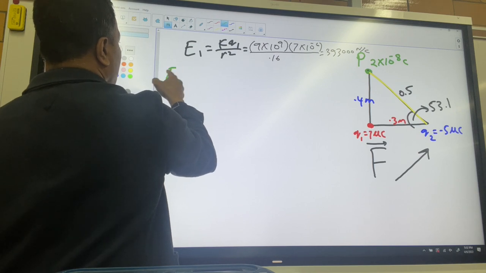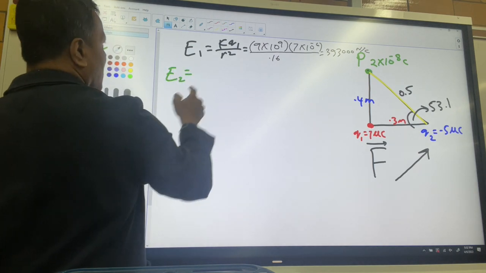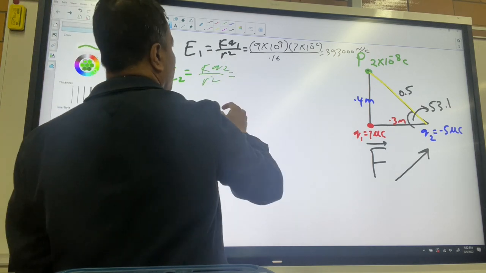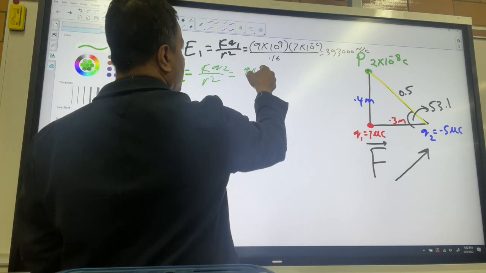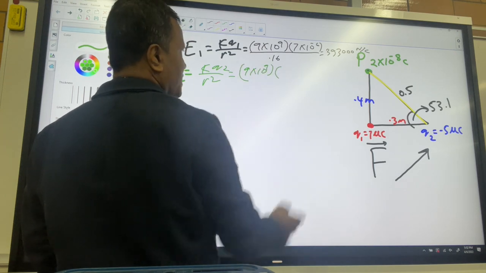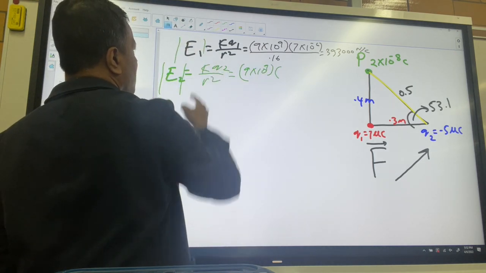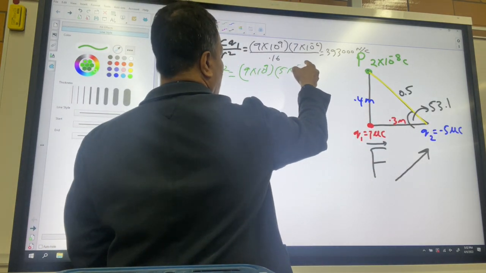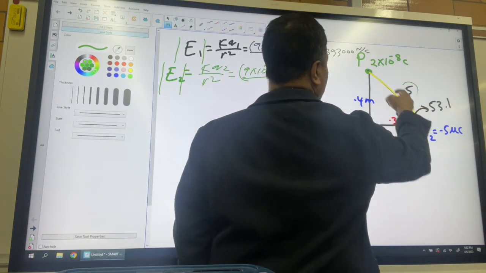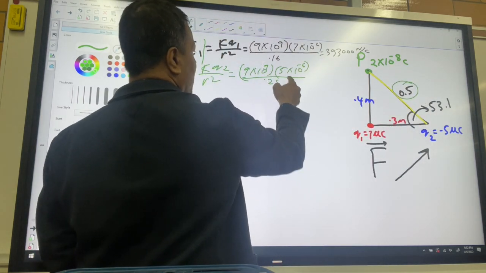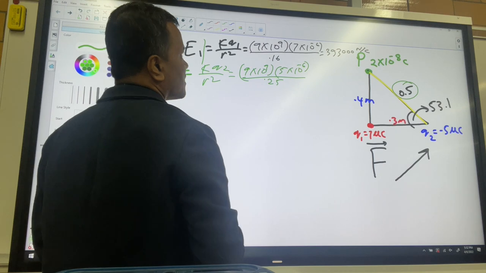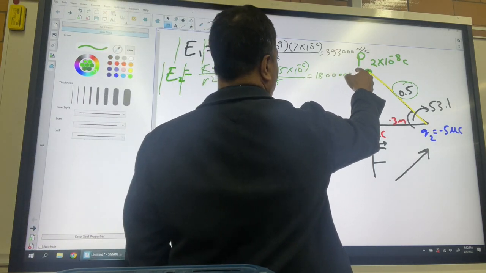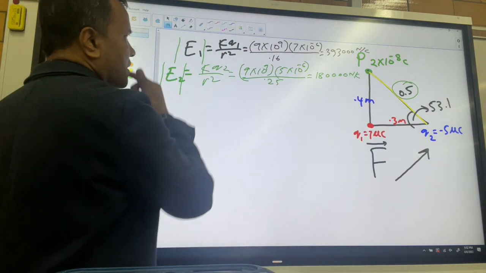All right, now E2, let's find E2 using a different color. So E2 would be k Q2 over R squared. So k would be 9 times 10 raised to 9. Q2, we're going to take the absolute value. So Q2 would be 5 times 10 raised to negative 6, and divide by 0.25. Why? Because 0.5 squared is 0.25. It is going to give you 180,000 newton per coulomb.